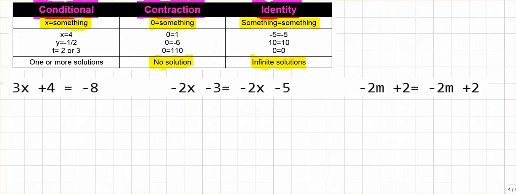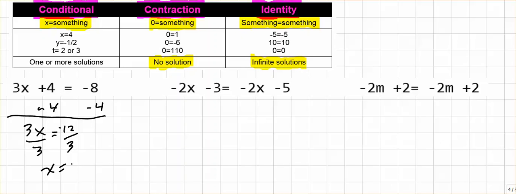In the first one, we have 3x plus 4 equals -8. We'll do what we've worked through with all these videos, which is subtract 4 from both sides. So we get 3x equals -12. Divide by 3, divide by 3. So x equals -4. So that's one solution.